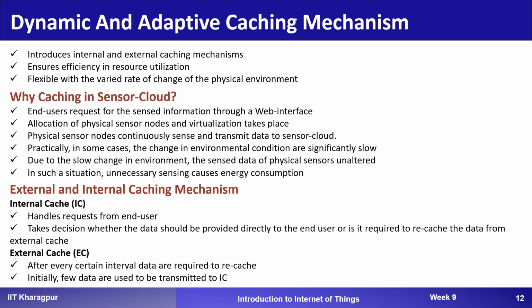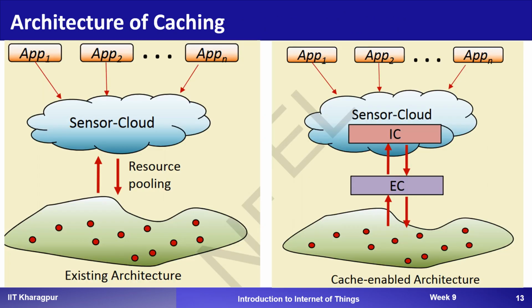The second one is external cache. External cache is responsible for recaching after every regular interval of time. So after every certain interval, data are required to be recached. Initially, few data are used to be transmitted to the internal cache in this case.